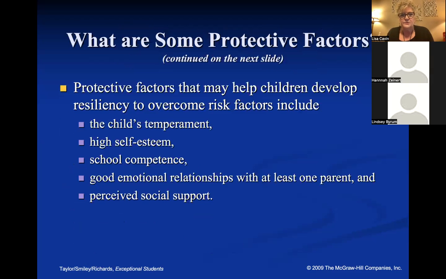So, some protective factors. What can we do that can help children develop resiliency to overcome risk factors? These include the child's temperament. Sometimes if a child is just very strong-willed, that can be a real help in the child's favor. High self-esteem, what we call school competence. If the child has a knack for learning and for being in the school environment, sometimes that can really bolster their chances of overcoming at-risk conditions. Good emotional relationships with at least one parent, and some perceived social support.